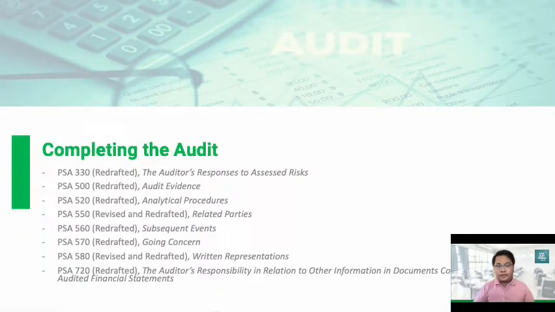Our references for this topic include number one, we have PSA 330, our responses to assessed risk of material misstatement. We also have PSA 500 on audit evidence, PSA 520 on analytical procedures, PSA 560 subsequent events, PSA 570 going concern, PSA 580 written representations, and PSA 720 our responsibility in relation to other information in documents that comes together with the audited financial statements.